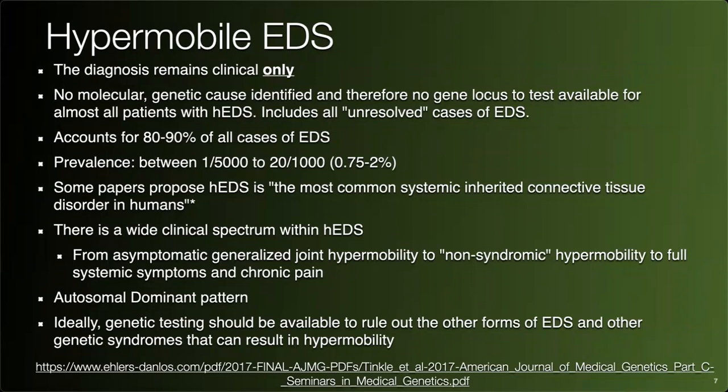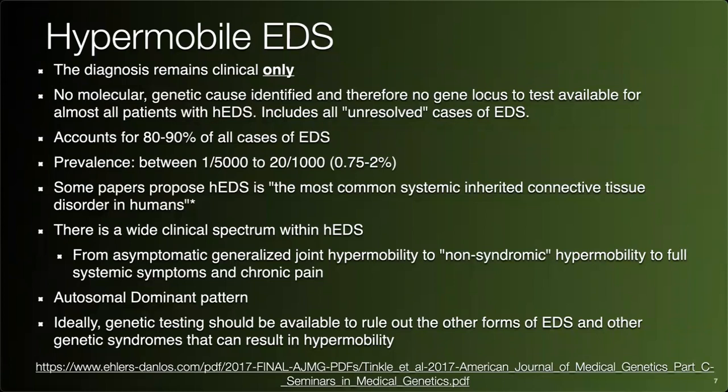The prevalence, I think, is probably a bit off, and many people have joked about that, but 1 in 5,000 is definitely not consistent with the number of people I've seen in BC, at least. Probably closer to the 20 in 1,000, which is more like 1 in 500. But I suspect it's actually more common than that, especially if you include the asymptomatic types. And as some papers propose, it is probably one of the most common systemic inherited connective tissue disorders in humans.